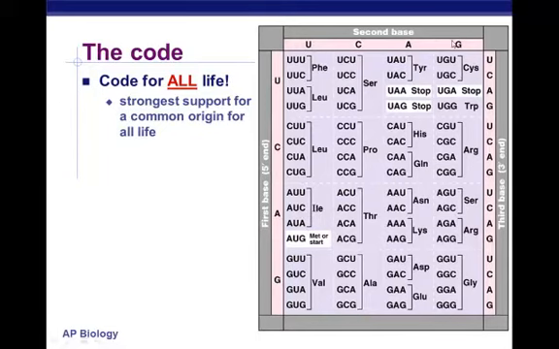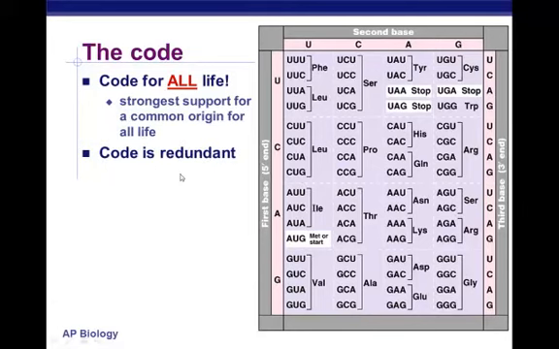And then as I go across and read the code, the third base in our code is shown along the right-hand side here. So if I have a code that says, for example, U for first letter, U for second letter, and then A for my third letter, it's going to tell me leucine is my amino acid.